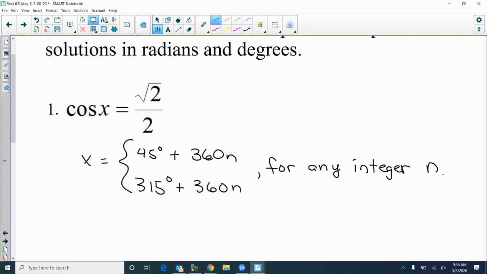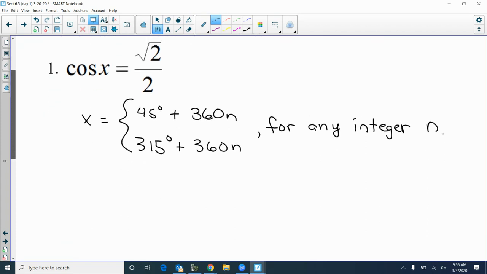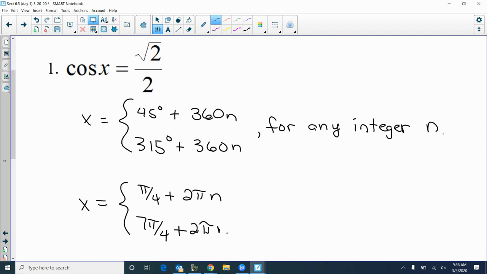Now I did say I want the solution in radians and degrees. So we just do the same thing in radians. Instead of 45, make it pi over 4 plus 2 pi n. And then 7 pi over 4 plus 2 pi n, for any integer n.